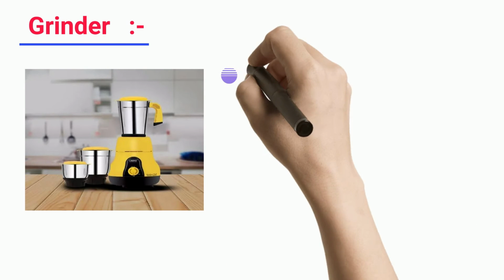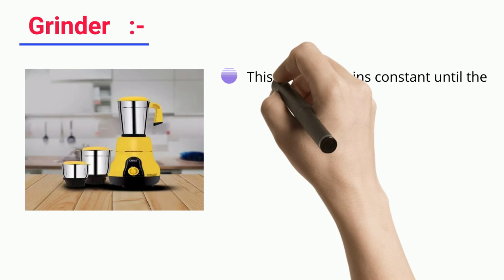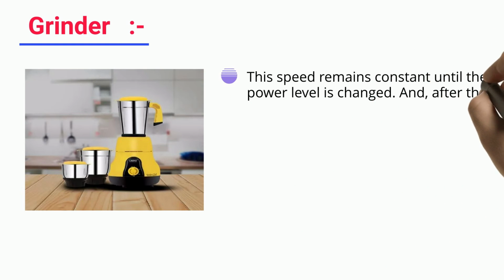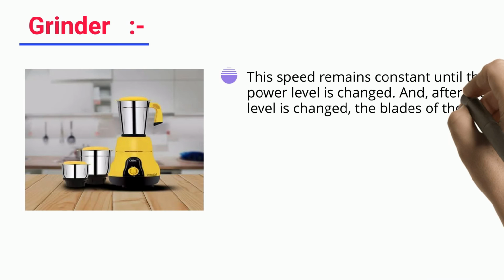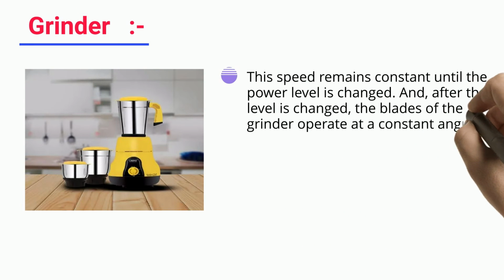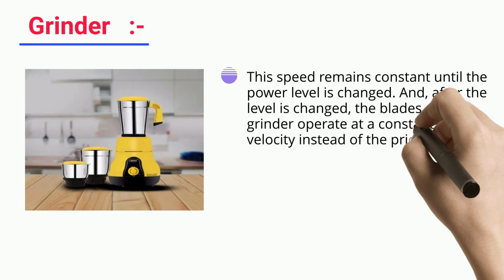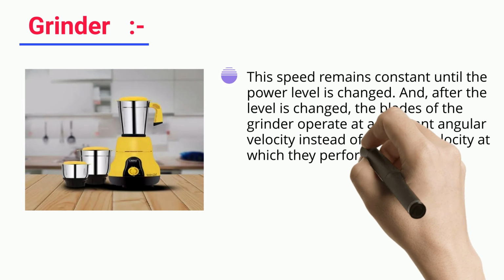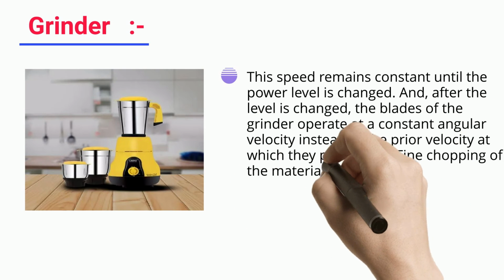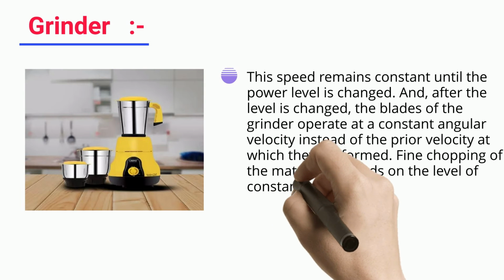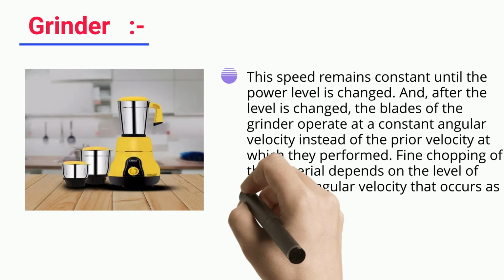This speed remains constant until the power level is changed. And after the level is changed, the blades of the grinder operate at a new constant angular velocity instead of the prior velocity at which they performed. Fine chopping of the material depends on the level of constant angular velocity that occurs as a result of the application of power.